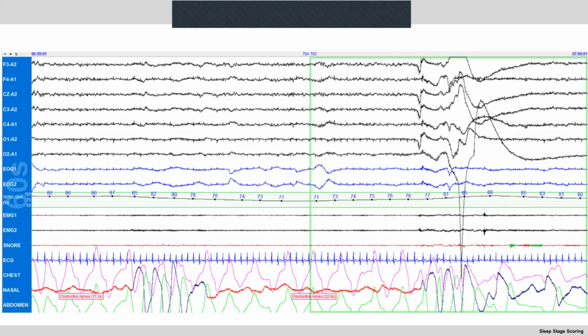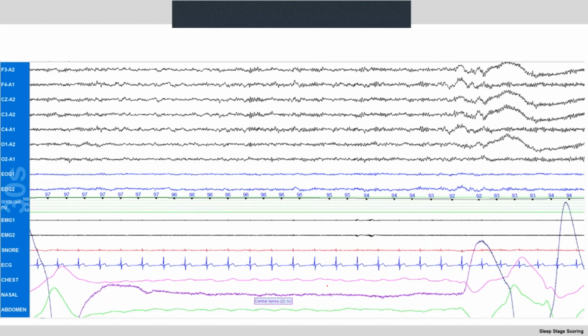Here you can also see that inspiratory efforts are not there, it is more than 10 seconds, and from baseline it drops more than 90%. Again, this is central apnea, where all the inspiratory effort is absent. This is the central channel, this is nasal, and this is abdominal.